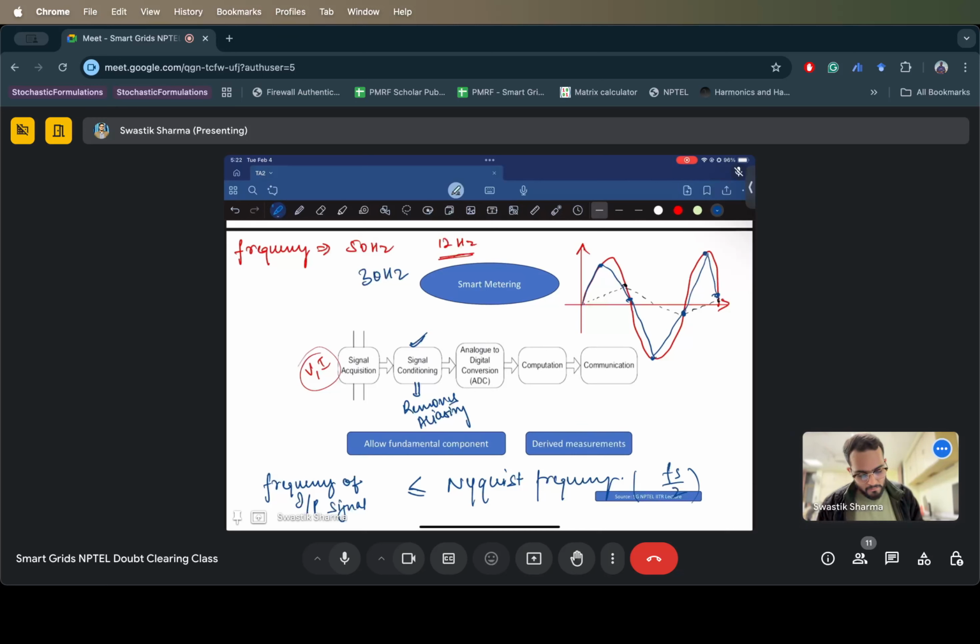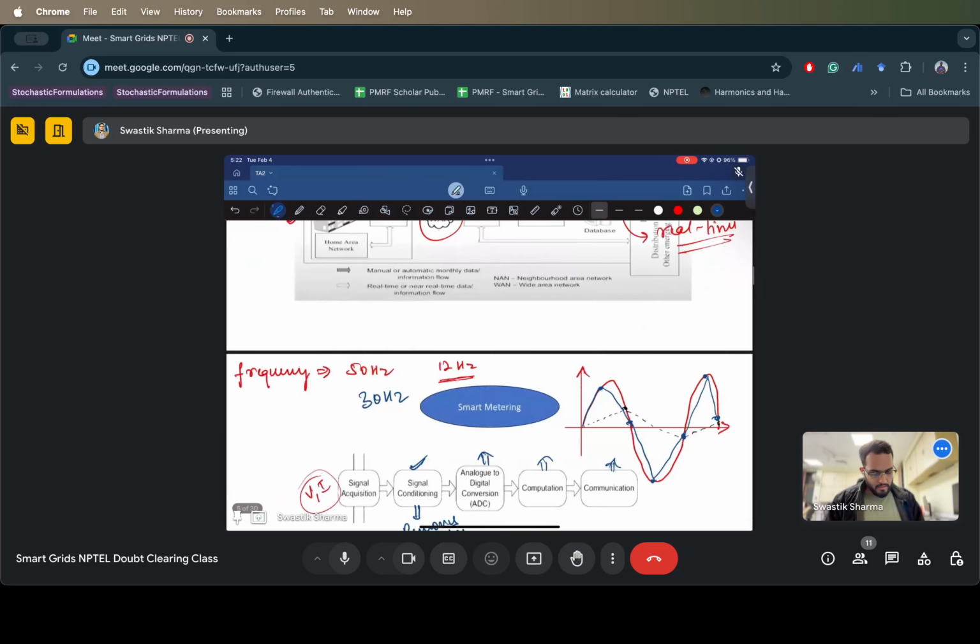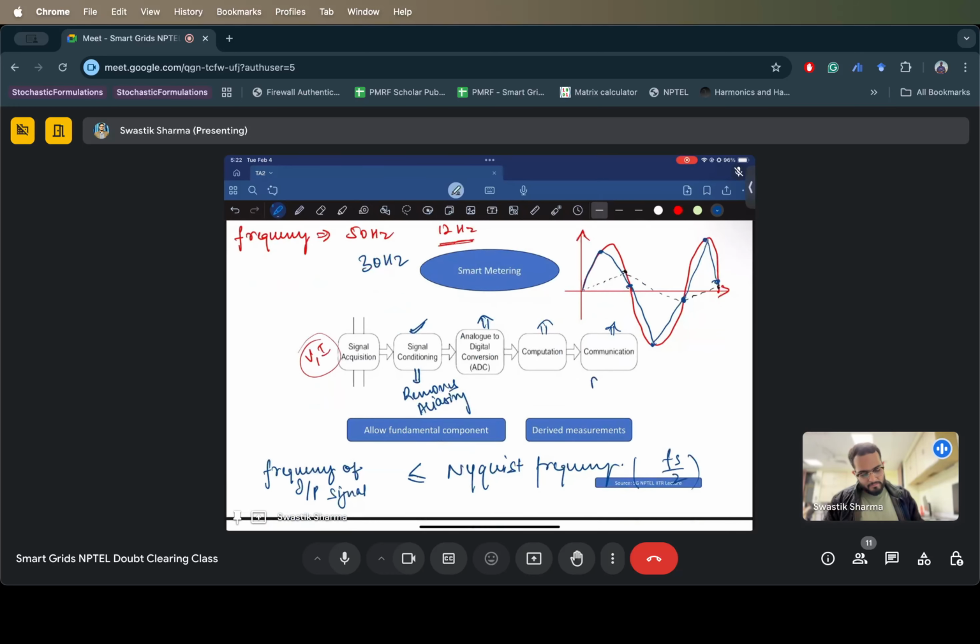And then you need to convert it. The analog signal cannot be sent, it needs to be converted to a digital signal. So that is what the ADC block does. It converts the analog signal to digital signal. Then you do all the computation you want to do, and then you communicate the signal to your database management here, right? And these are your derived measurements, right?